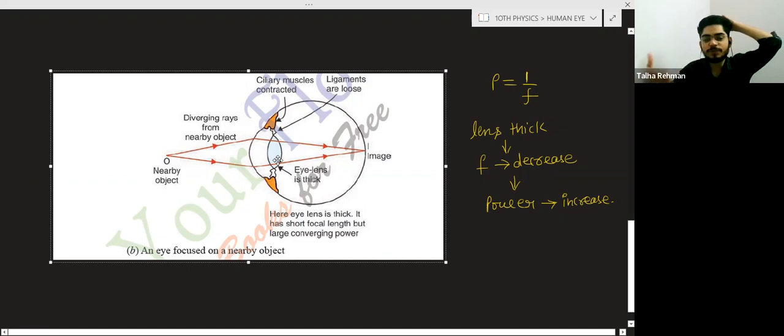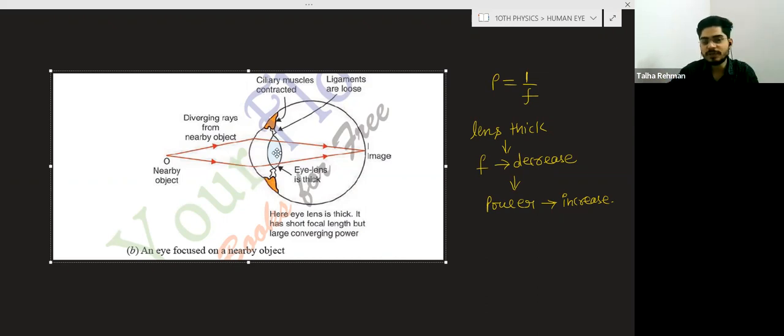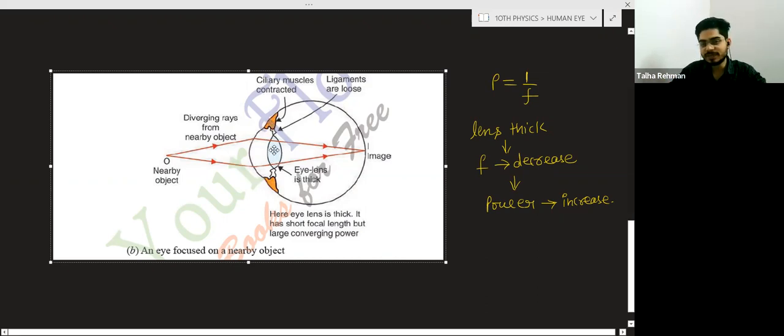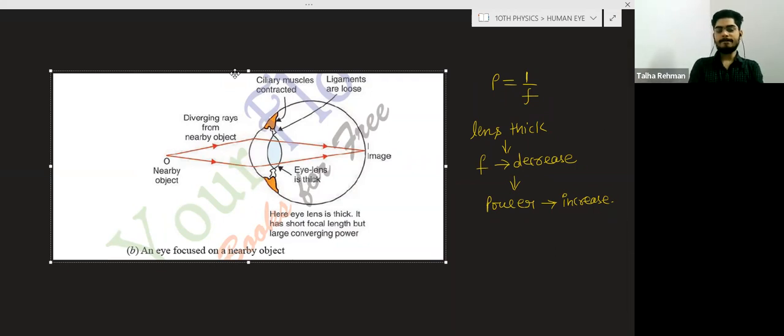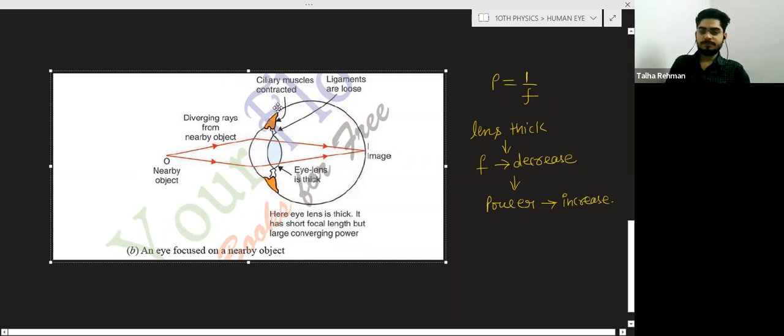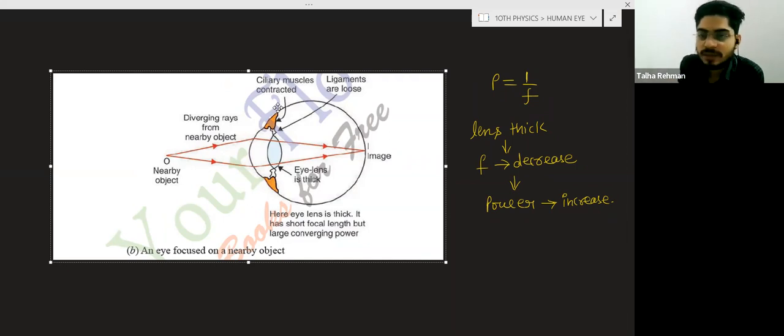And how should the power of the lens be more? By reducing the focal length. And how will the focal length of the lens be reduced? By the action of the ciliary muscle. The ciliary muscle will make this lens thick so that the focal length will be reduced. Focal length reduced, power will increase. Okay, now note down this also. So here the ciliary muscles will be contracted to reduce the focal length or to make the lens thick.